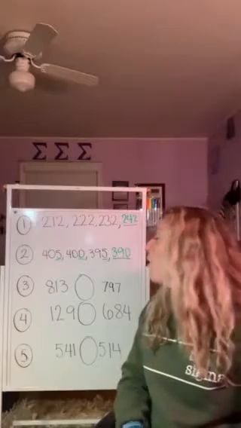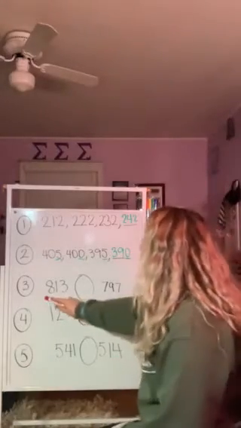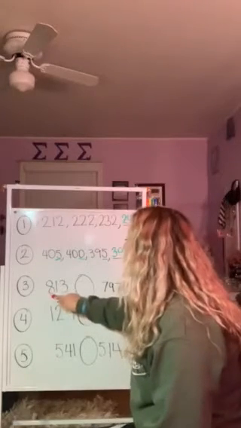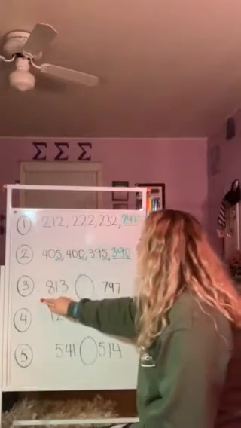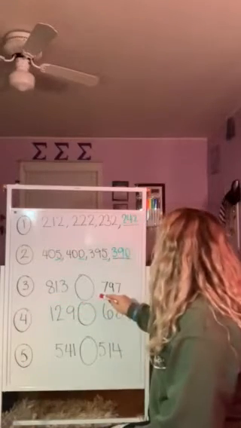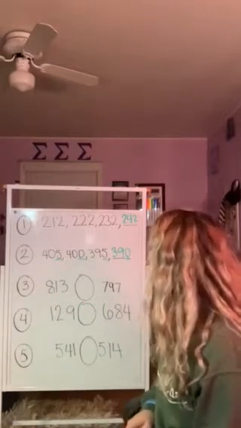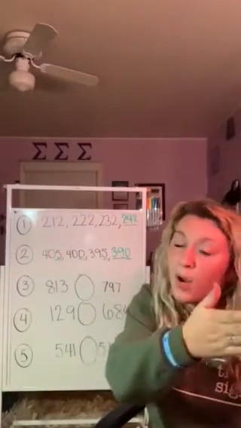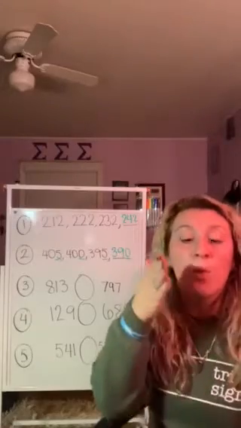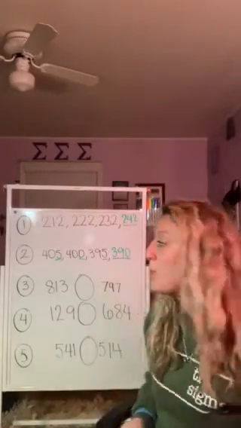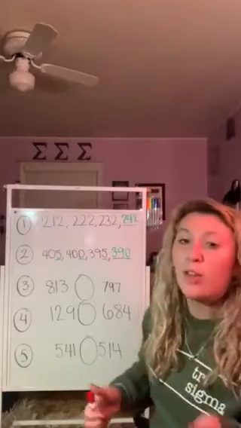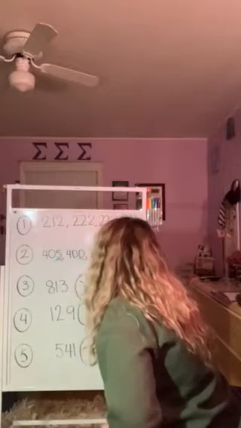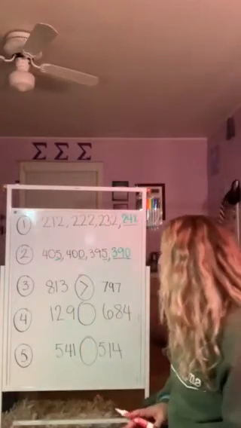Well, I know that 813 must be bigger than 797 because the hundreds place has a higher number in 813 than 797. Right, remember we start from the hundreds place and we go to the smallest number until we figure out which one is bigger. So we were able to figure out which one's bigger just by looking at the hundreds place. So again, my mouth is going to open wide to gobble up that 813.